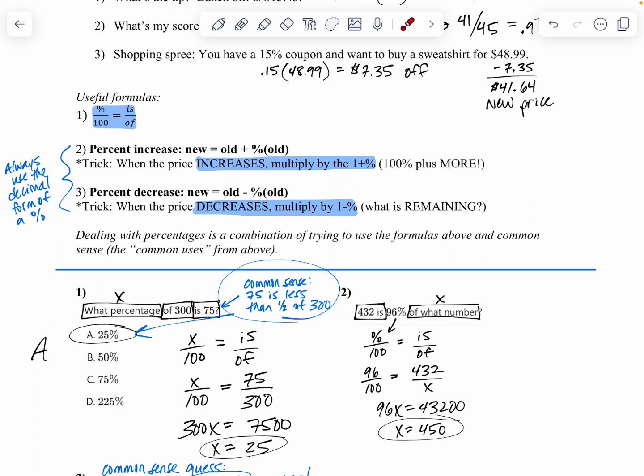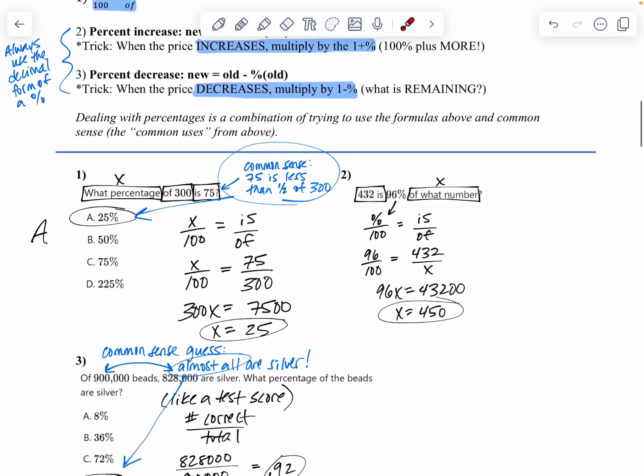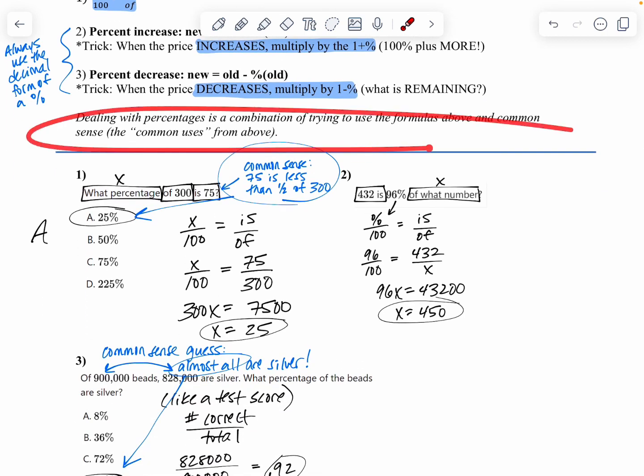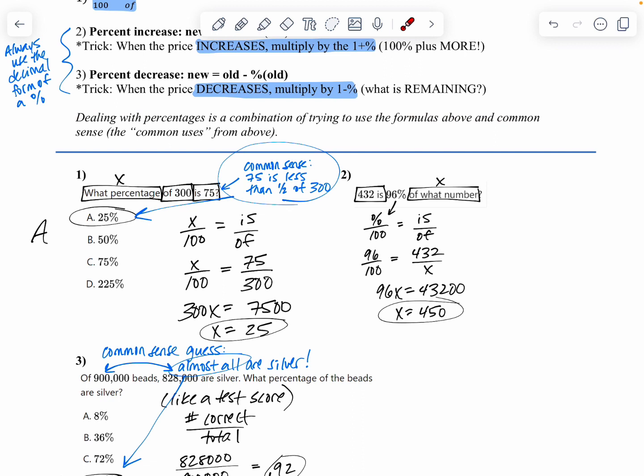But for percent decrease, your new price is the exact same formula. Notice how it's just a plus sign that changed to a minus here. And what you can think about with some common sense in terms of percent decreases is what percentage is remaining, and you can multiply by that percent as a decimal. Again, I'll talk about that when we do more examples, okay? Dealing with percentages here, it's just a combination of trying to use some of these formulas. You piece together some of your tools in your mental toolbox, and try to keep some common sense in mind as well. I'll get to some common sense thoughts when we get to some of those questions as well.